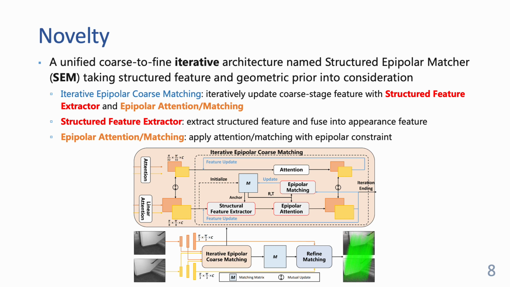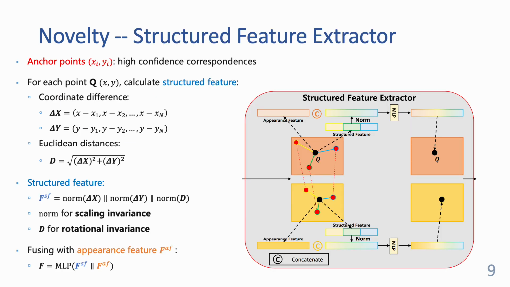First, the initial coarse appearance features are extracted by a CNN backbone. Then the features are iteratively updated in an iterative epipolar coarse matching module, which is the coarse stage. In each iteration, structured features are fused by the structured feature extractor module, and then attention and matching are applied with epipolar constraint to update the matching matrix. The camera relative position, R, T, is obtained by the RANSAC algorithm. After the coarse stage, a refine matching module conducts a fine stage.